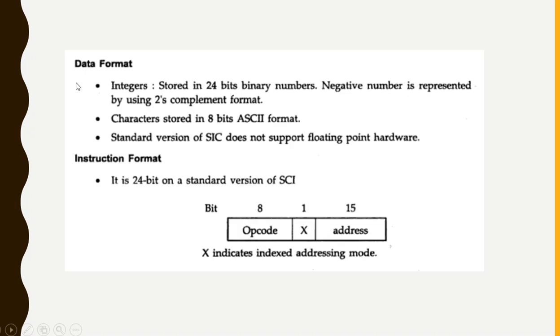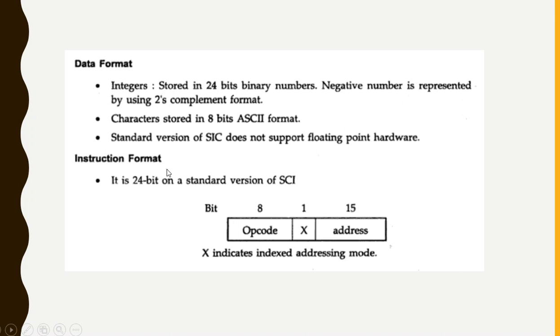Next, data format. Integers are represented as 24-bit binary numbers, because the word represents 24 bits. Even the registers can store only 24 bits, 3 bytes. Negative numbers are represented using 2's complement format, and characters are stored in 1-byte ASCII format. This is very important: the standard version of SIC does not support floating point hardware, so we can't perform any floating point operations using this architecture.